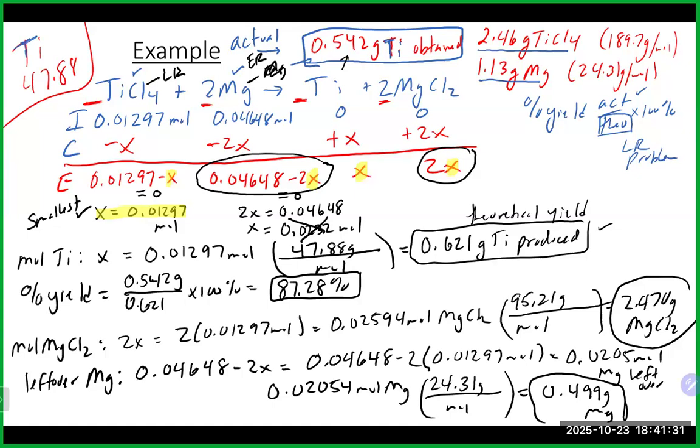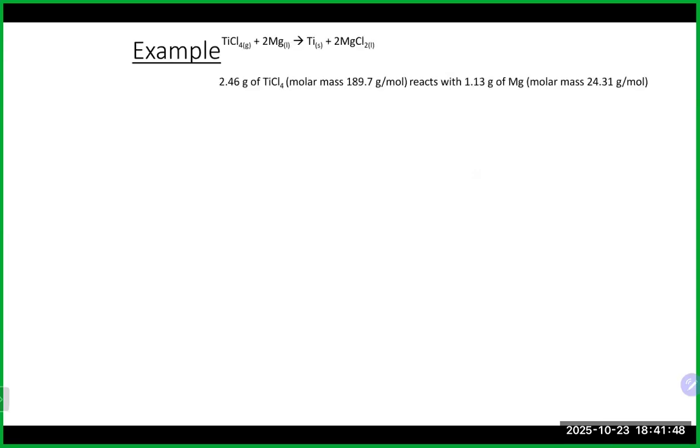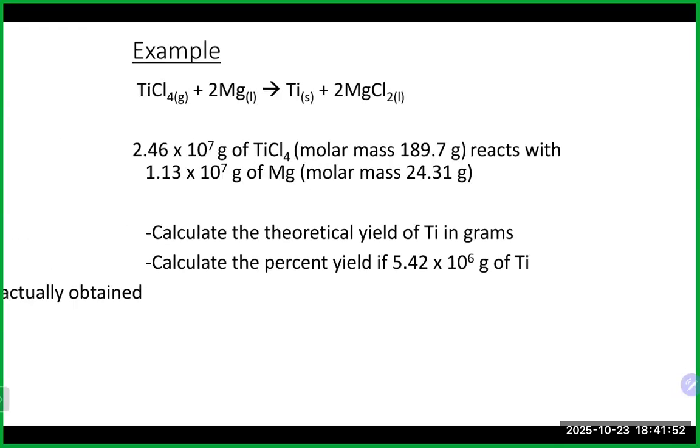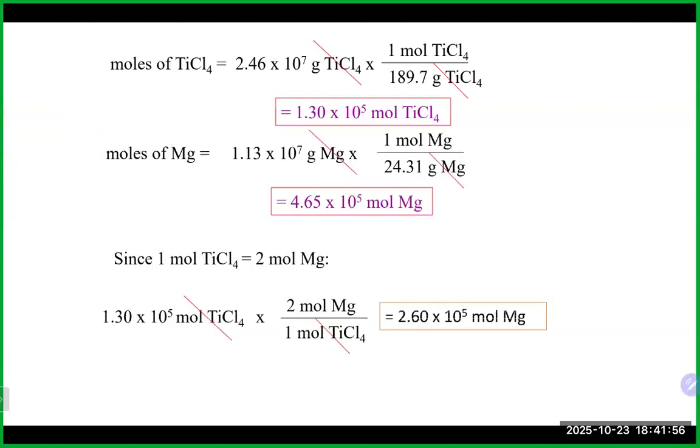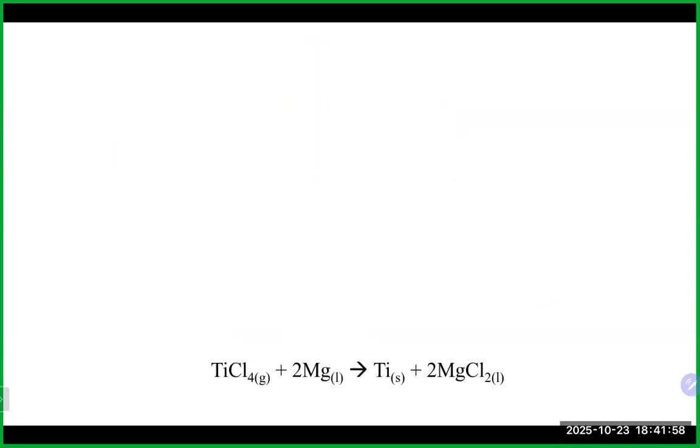Again, if you use the other method, you really should get the same answer, maybe slightly different if you did a little bit of rounding, but pretty much should be the same. Any questions on that? Okay. Let's take a look maybe at a different version of that problem, different numbers.